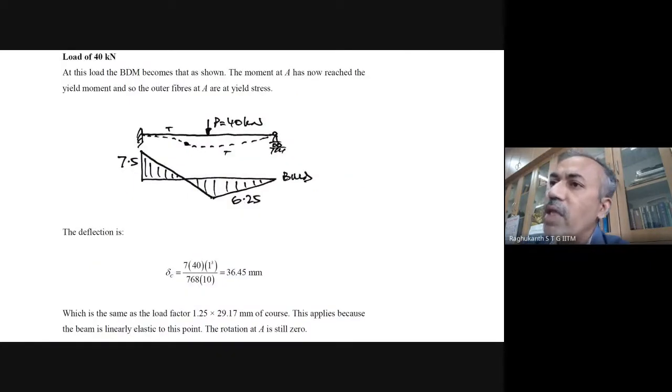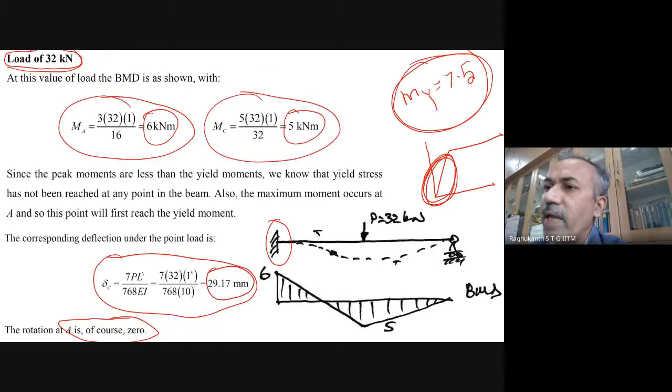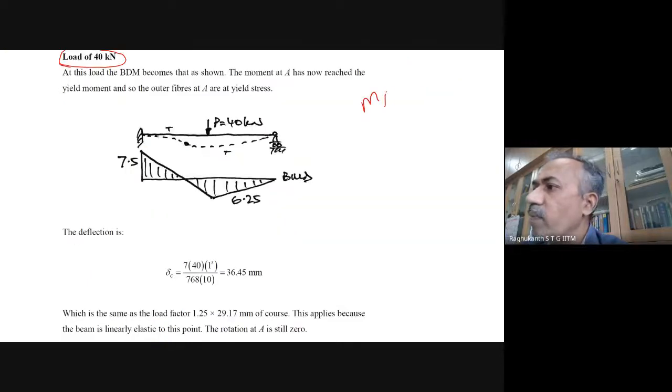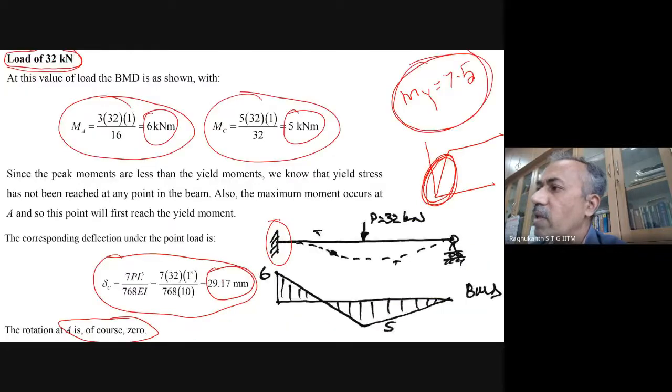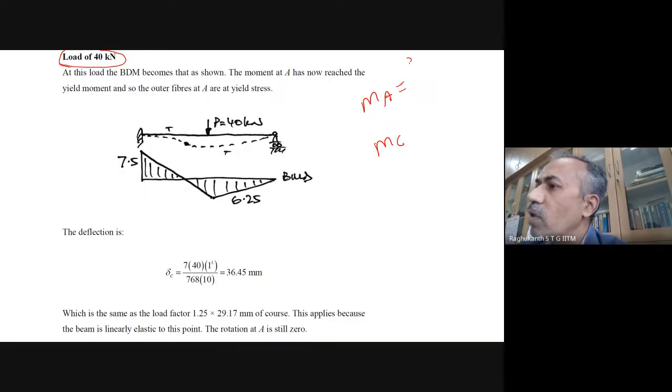Now we increase the load to 40 kilonewtons. When the load is increased to 40 kilonewtons, once again you calculate MA and MC, with the same formulas, that is 3PL by 16 and 5PL by 32. Now what's the bending moment at A? The bending moment at A is 7.5, and at C it is 6.25.